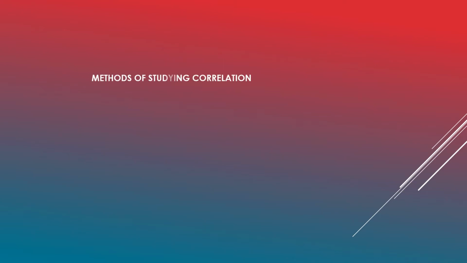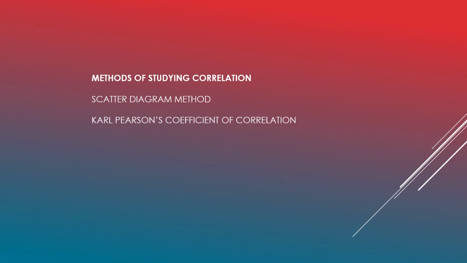Let us see the methods to study correlation. The usually used methods to study the correlation are scatter diagram method, Karl Pearson's coefficient of correlation, and Spearman's rank correlation coefficient. Moving on to scatter diagram.